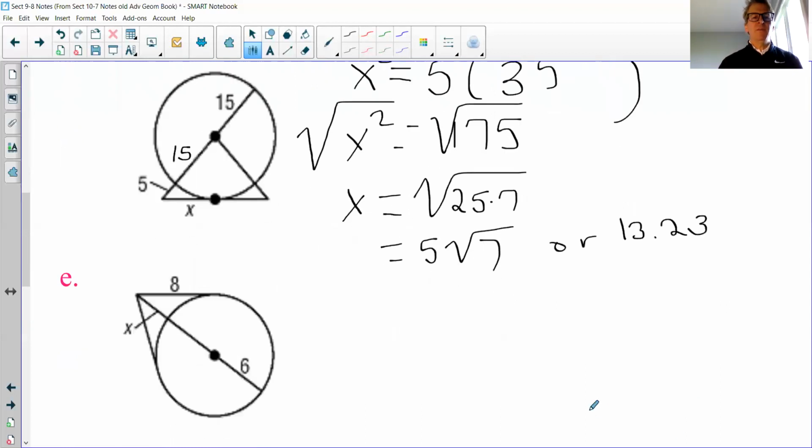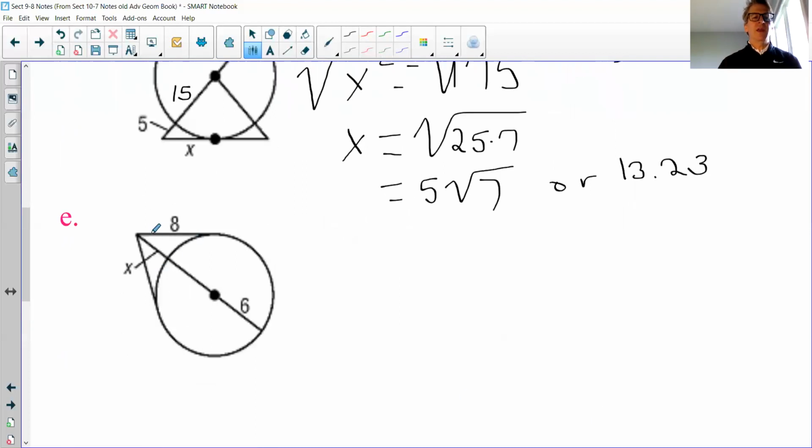Will be letter E here. So let's take a look at this one. We got an 8. Okay, so we're going to take that. That's the tangent part, and we're going to square it. Then if you look closely, you've got a 6, and that's a diameter. And this is the radius of 6, so this is also 6. And you have this piece of x. So you end up with 6 plus 6, which is 12, plus x. So that would be the secant, x plus 12. And then that would be multiplied by the exterior part of x.